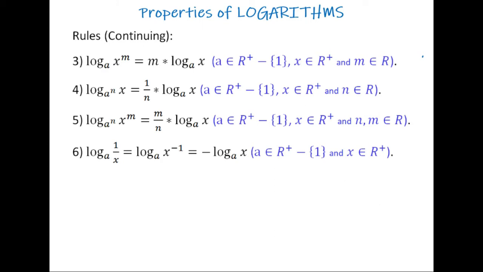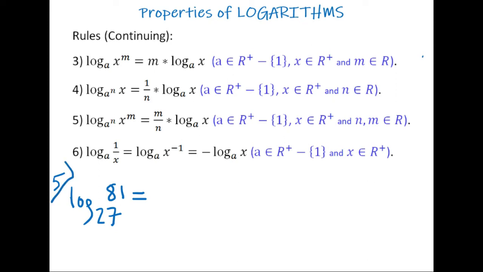Okay, now let's take a look at rule number 5. Actually, rule number 5 is a combination of rule number 3 and rule number 4. Let's take a look at an example. For example, let's say logarithm of 27, the base is 27, and the number is 81. So this is equal to what? Let me write it here. This is about rule number 5.